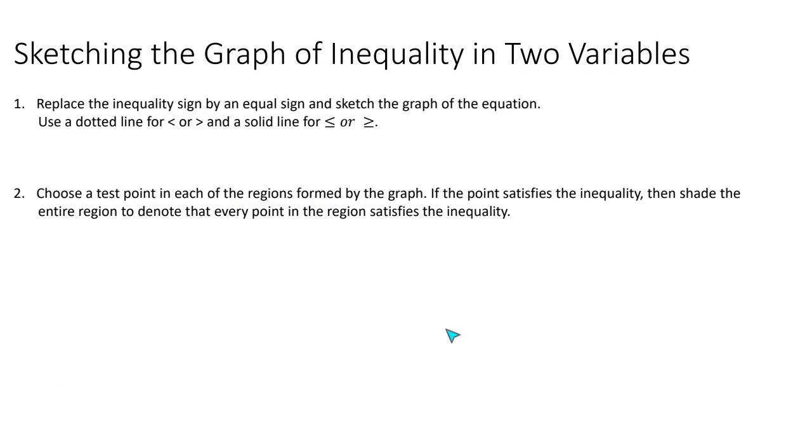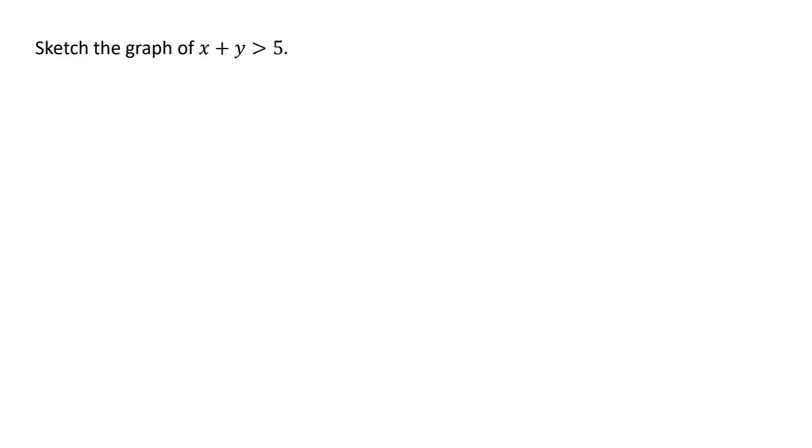Okay, so when we want to find the solution to a system of inequalities, first we need to be able to graph an inequality. To graph an inequality, we're going to change the inequality sign to an equal sign, and then decide if we're going to use a dotted line or a solid line. Once we graph that line, we choose what we call a test point. You can choose a test point in each of the regions, and if it satisfies the inequality, then you shade where that point is. Again, in our examples, you'll be able to see it a little more clearly.